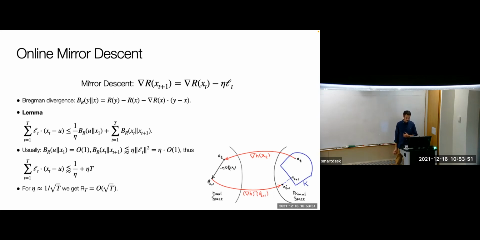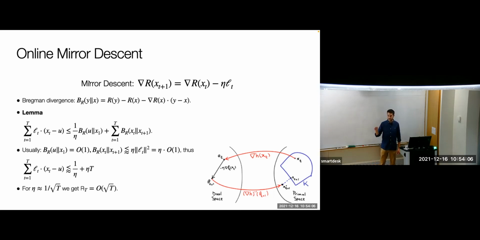Okay. So this is without assuming anything about the feedback, right? That I know anything about the loss function. So what do I do when I have bandit feedback?